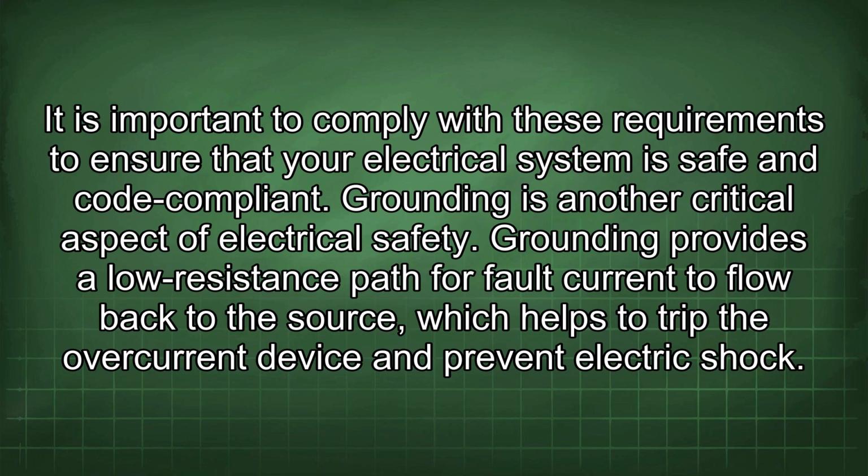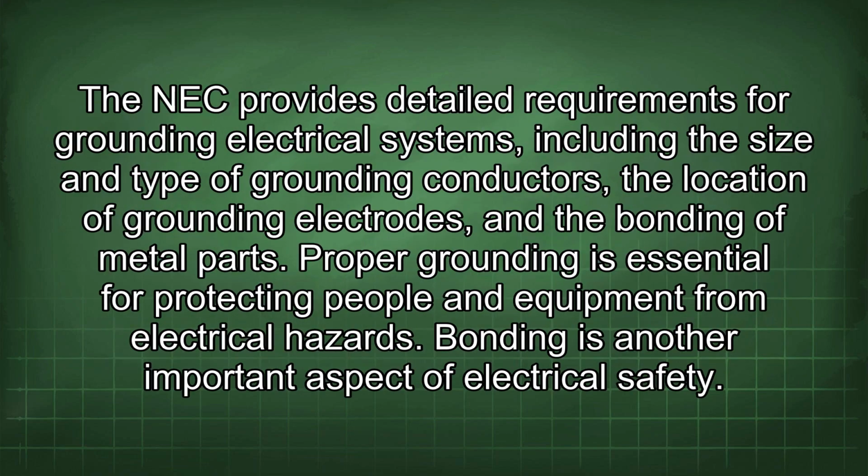Grounding is another critical aspect of electrical safety. Grounding provides a low resistance path for fault current to flow back to the source, which helps to trip the overcurrent device and prevent electric shock. The NEC provides detailed requirements for grounding electrical systems, including the size and type of grounding conductors, the location of grounding electrodes, and the bonding of metal parts. Proper grounding is essential for protecting people and equipment from electrical hazards.